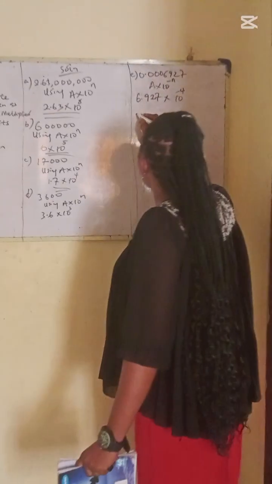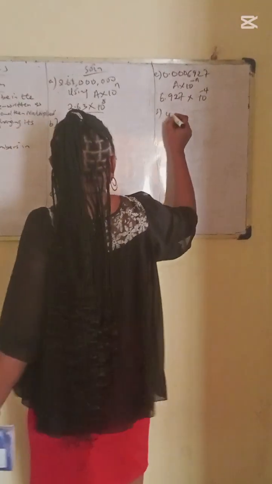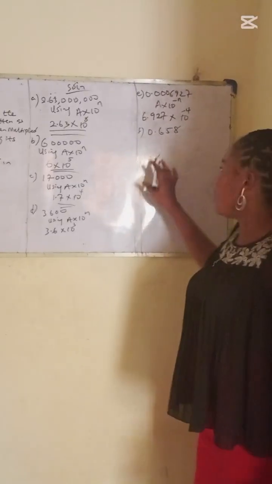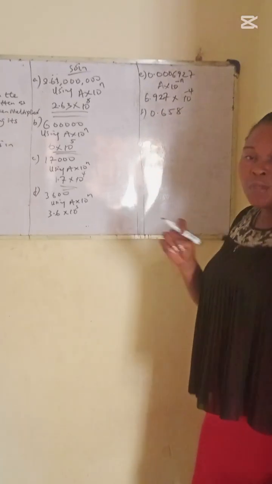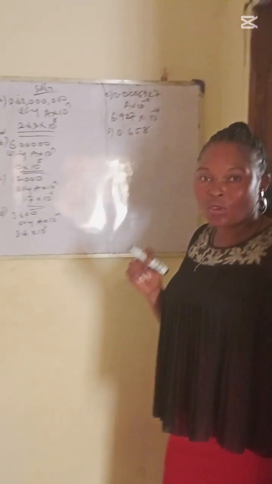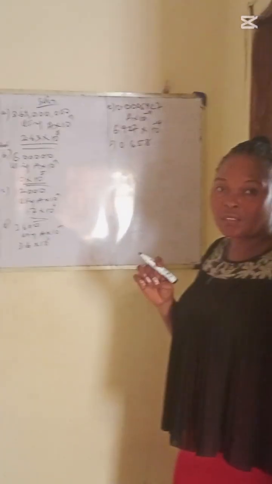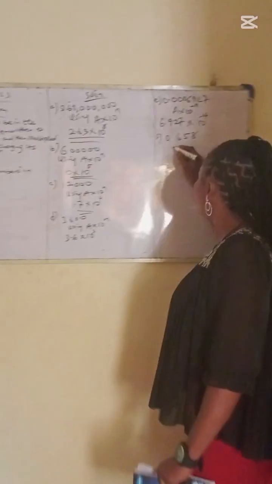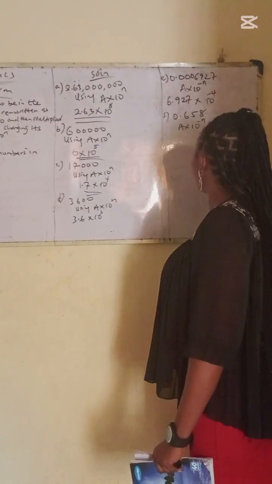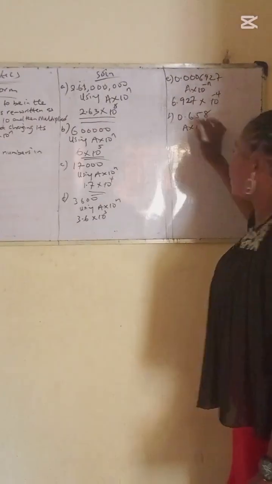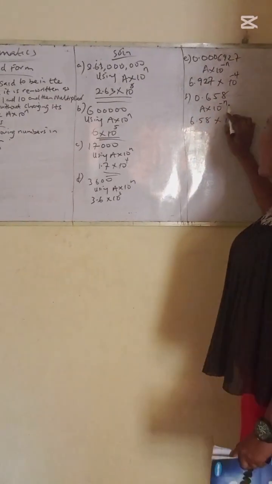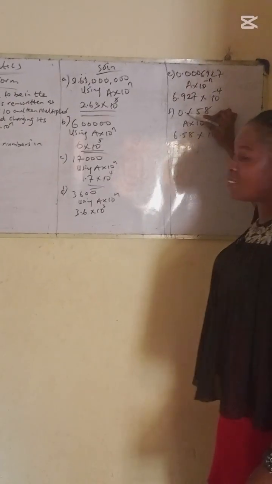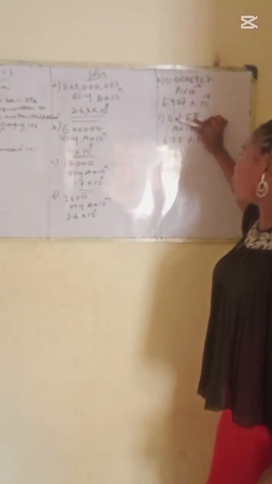Then now we go to the next one, which is 0.658. The same thing applies there. Once you have a question that is starting with a decimal point, make sure your power is going to have a negative power. So now we are going to say a times 10 raised to the power minus n. Our a is the whole number part we have here, which is 6.58 times 10. Then for us to get our n, I remember I told you that you count the number of 0s you have there, using your decimal point to represent 10.